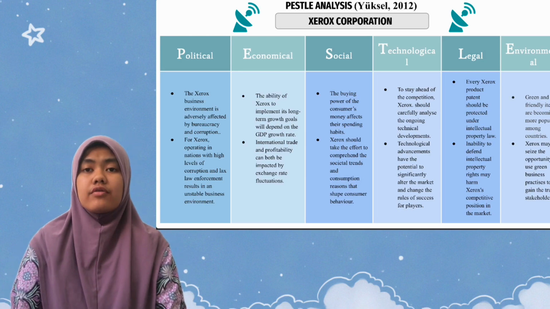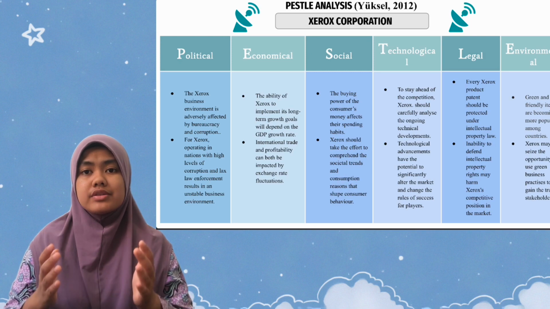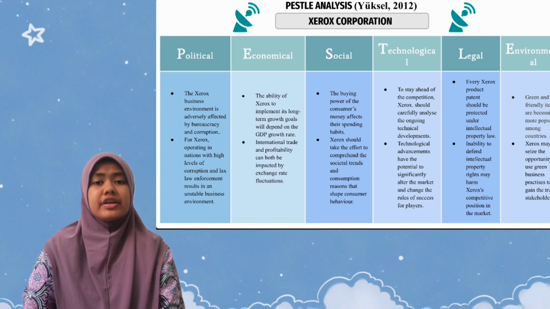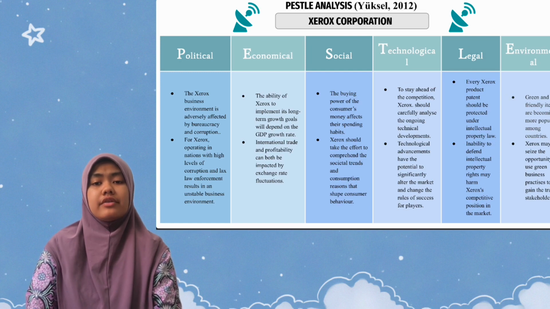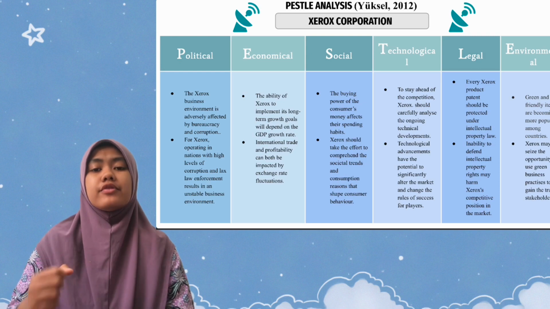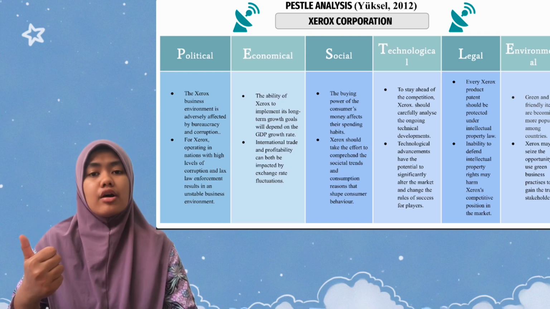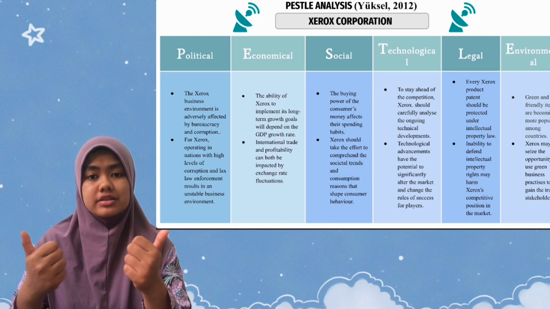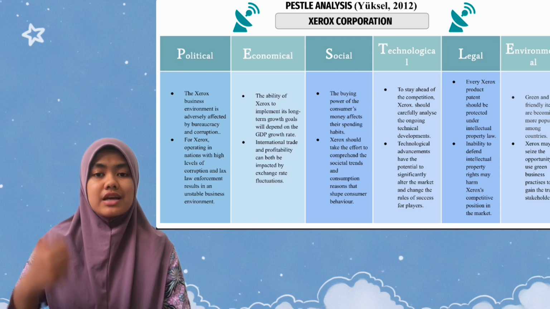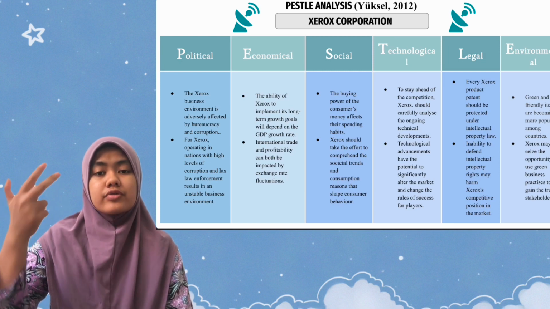So as we can see over the slide, for political, the Xerox business environment is adversely affected by bureaucracy and corruption. So operating in a country with high corruption level and weak law enforcement makes the business environment increasingly unpredictable for Xerox due to the jeopardized public trust on business organization and overall political and economic structure. The corruption can influence various business operations ranging from licensing, contracting, fraudulent deal to frequent lawsuits.